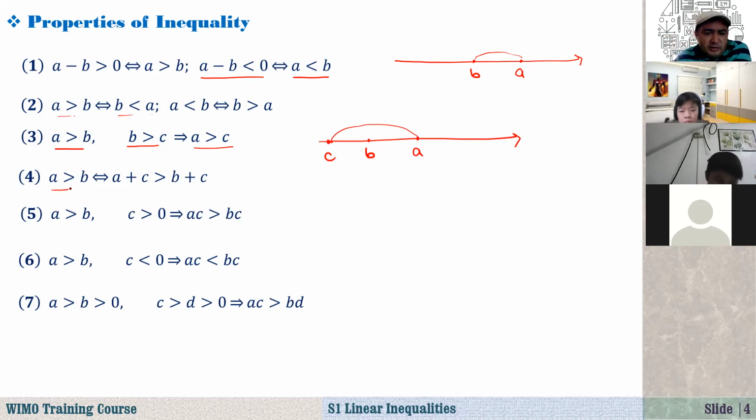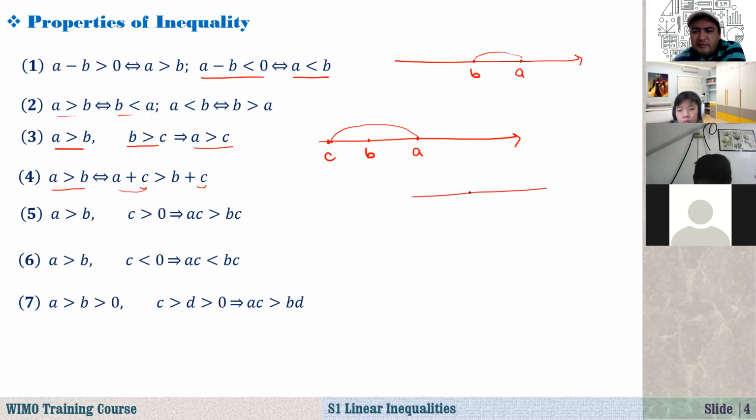Another important inequality property: if A is greater than B, and if you just add the same constant number to both sides, it does not change the inequality, right? Because addition in math, what does it mean? It means that we are just translating, or moving this A, C units either to the right or to the left.